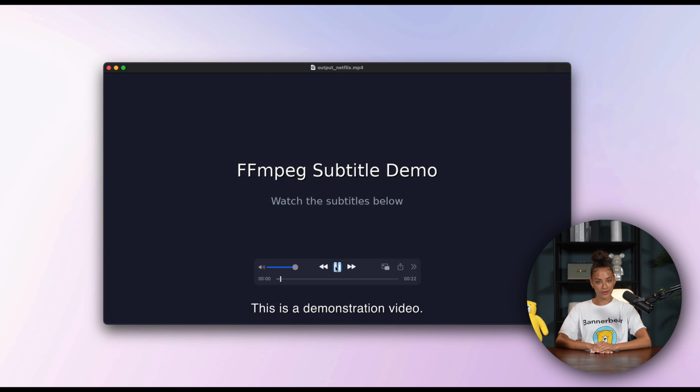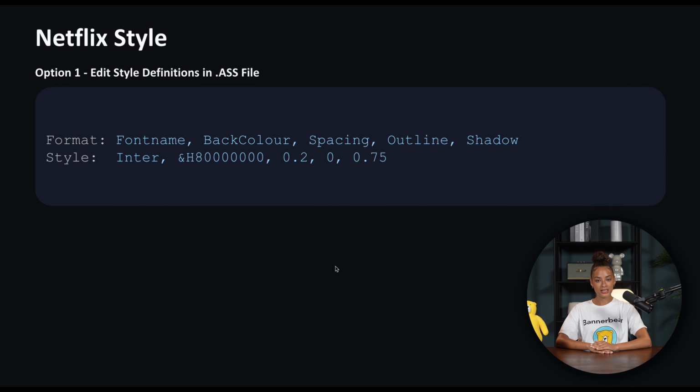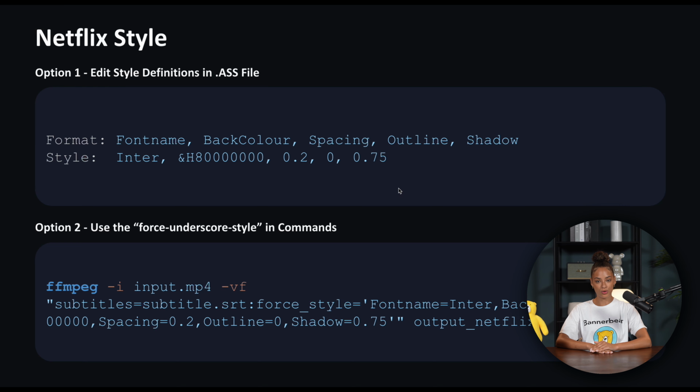Netflix uses a proprietary font called Netflix Sans. It isn't publicly available, so we'll use the closest freely available alternative, Inter. It has a similar clean geometric feel. To set this in your ASS subtitle file, update the format and style lines like so, or pass everything through the command line with force_style. When outline is set to 0, FFmpeg drops the outline entirely and switches to a drop shadow instead.